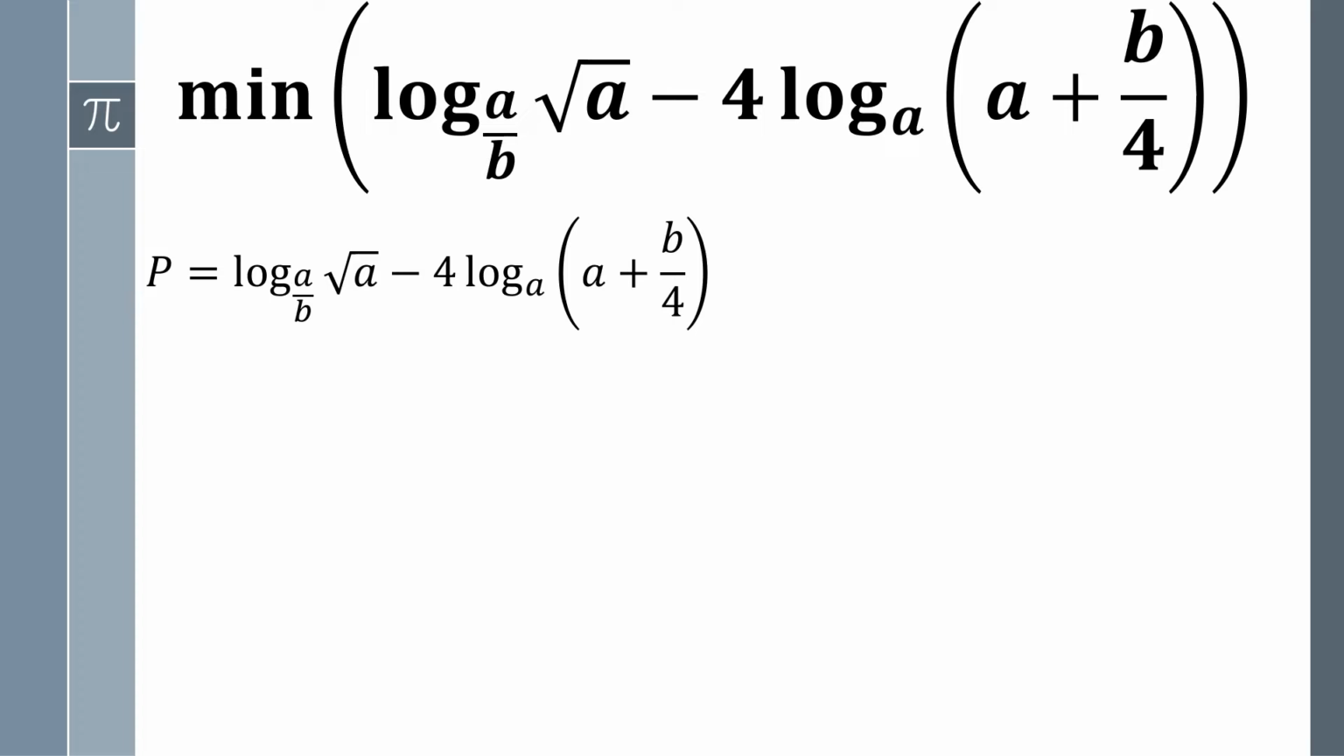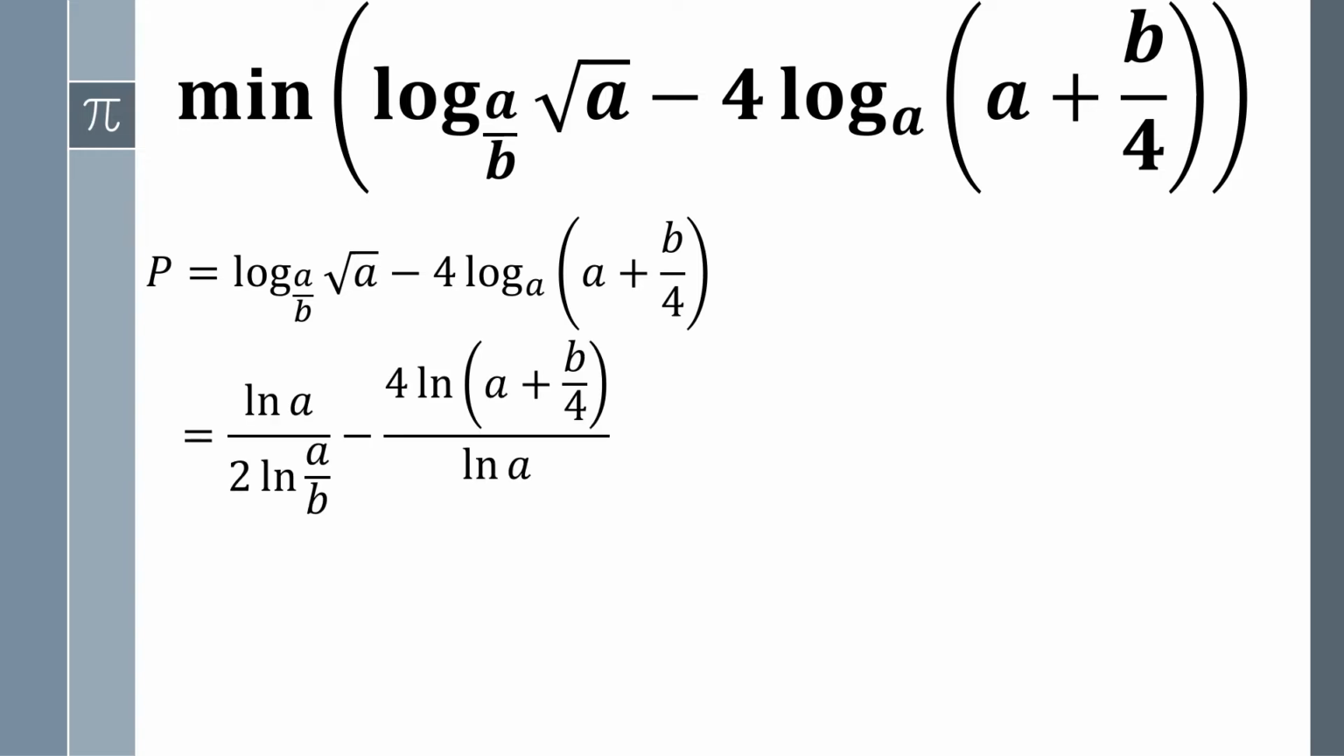First of all, in this expression, the base contains unknown numbers a and b, which is unfavorable. Therefore, I'm going to change the base to a known number. It can be 2, 10, or e. It doesn't matter which one, as long as it is a known number. In this video, I'm going to use the natural number e as the base. After that, p equals log a over 2 times log a over b minus 4 times log a plus b over 4 over log a.